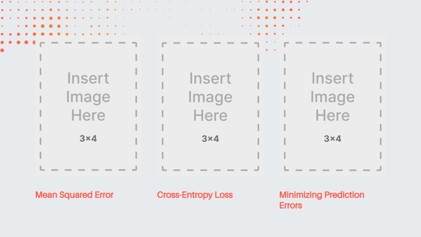Loss functions are crucial in training neural networks as they measure prediction errors. Common types include mean squared error for regression and cross-entropy loss for classification. By minimizing these errors, we guide the network toward better performance, ensuring it learns effectively from the data.